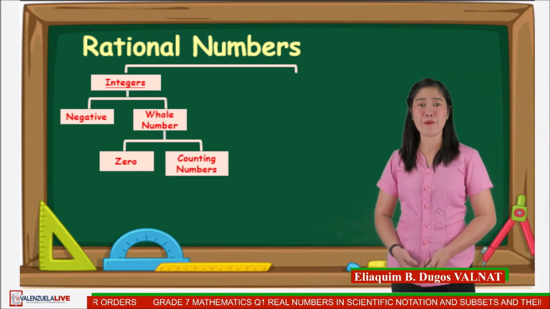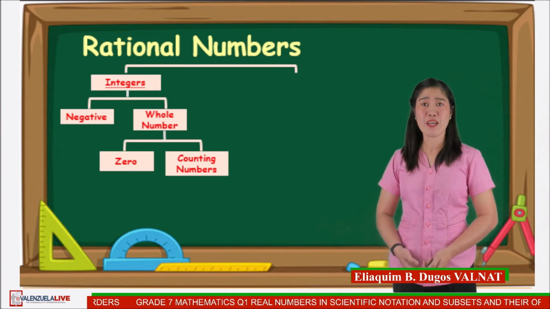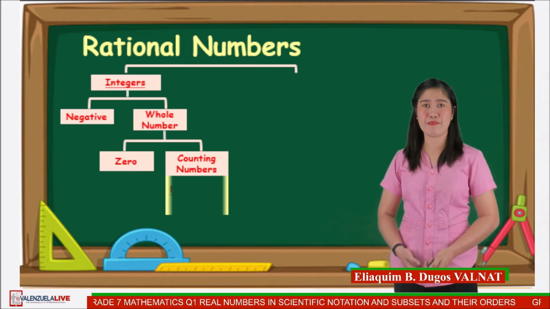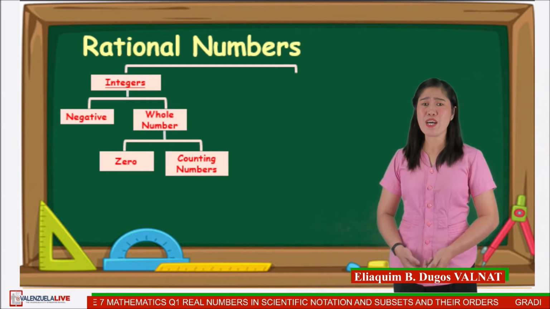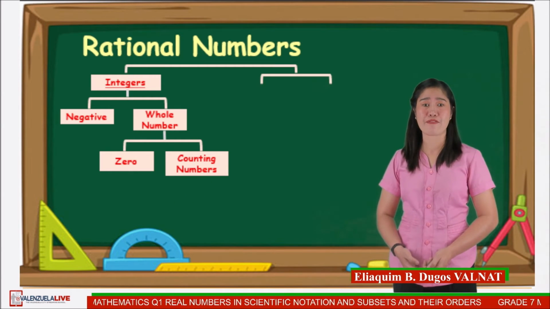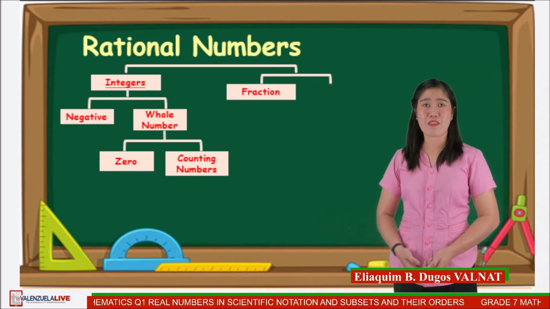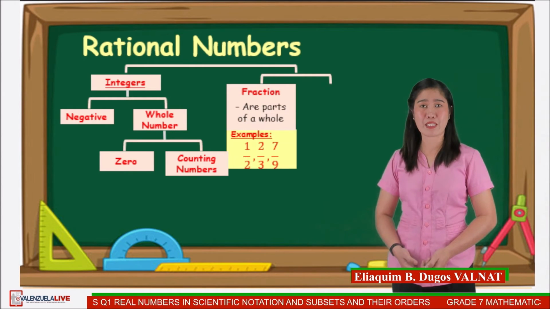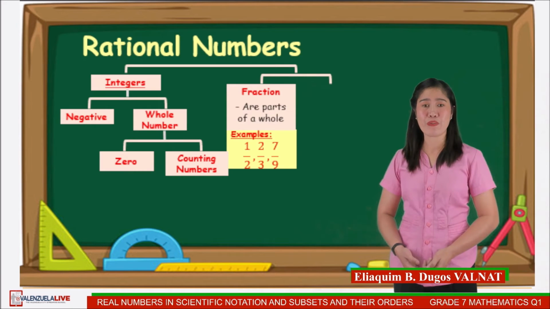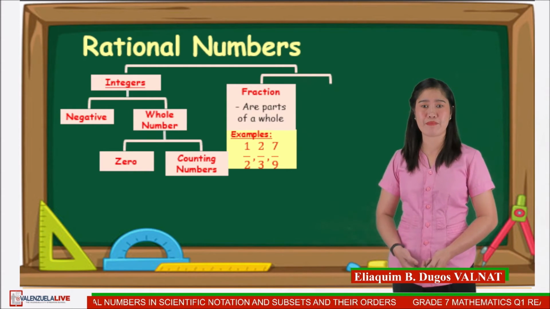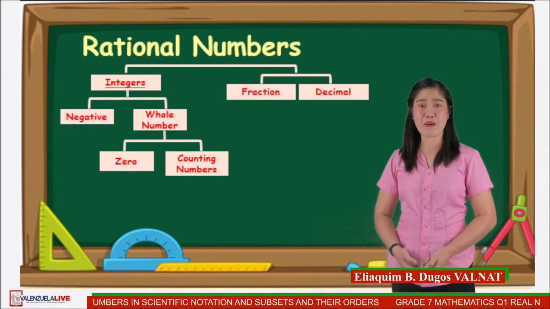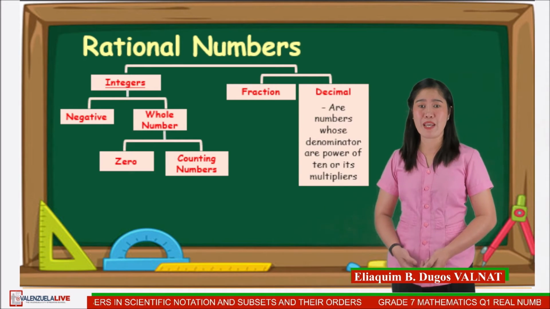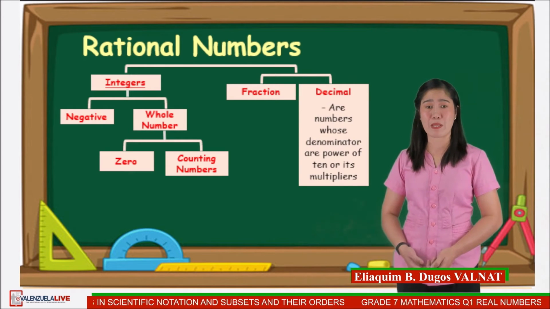A whole number is composed of 0 and the counting numbers. If we have integers, we also have non-integers. These are the fractions, which are parts of a whole. Examples: 1/2, 2/3, and 7 over 9. And decimals are numbers whose denominators are powers of 10 or its multiples.